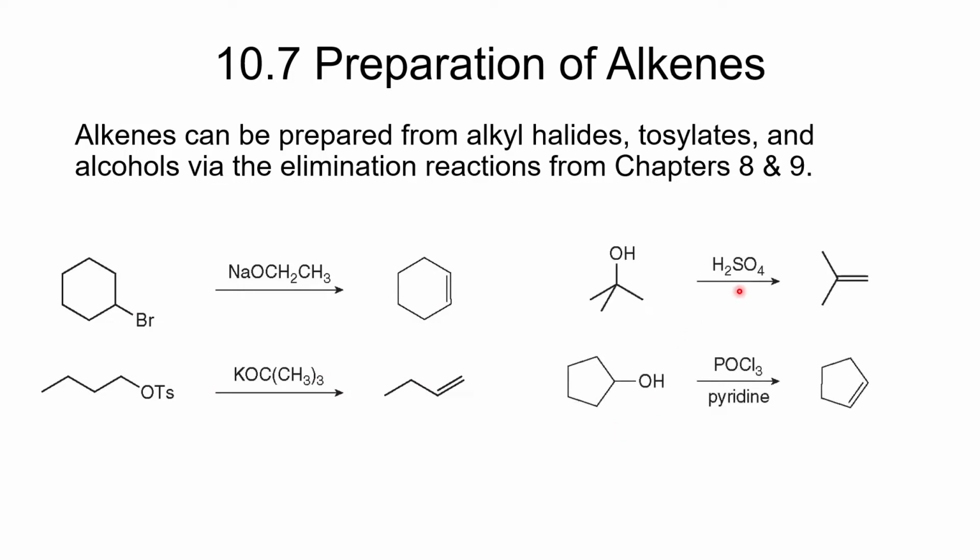In a similar fashion, we can treat alcohols with sulfuric acid, a strong acid, and that will give us the alkenes. Also, we can use the POCl3 and pyridine as our dehydrating agent when a strong acid isn't appropriate. So we have some options. And if you are not remembering these, you'll need to go back and review chapters 8 and 9.